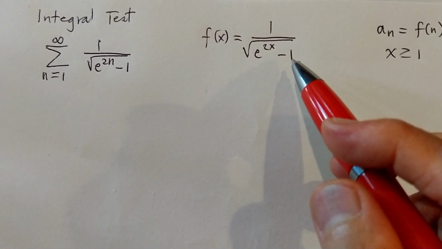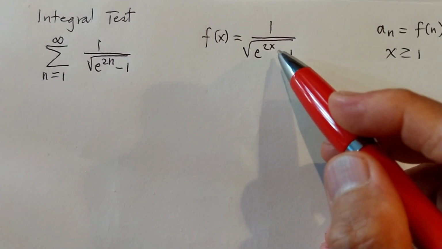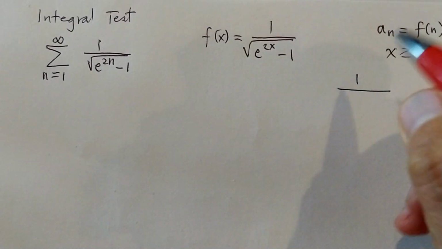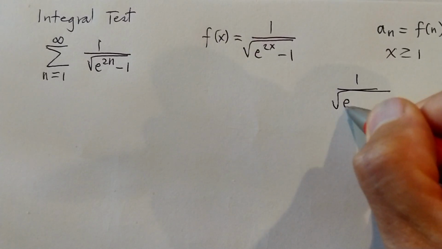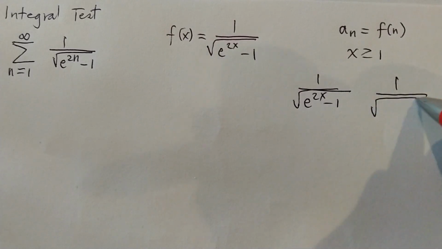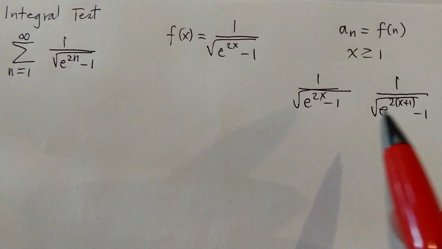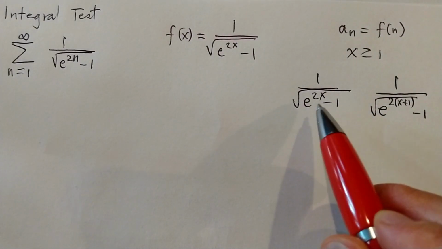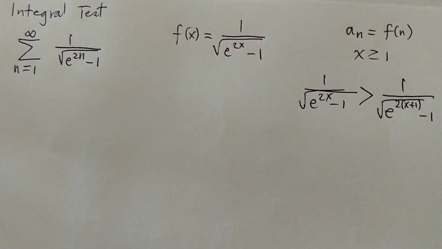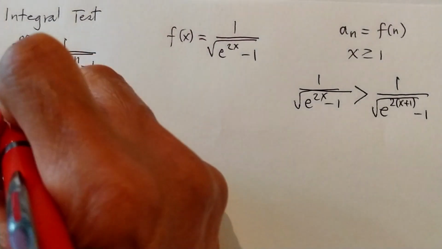Is it decreasing? Well, we know that a fraction is getting smaller the bigger the denominator is. So I'm looking at the fraction 1 over the square root of e to the 2x minus 1 compared to 1 over the square root of e to the power 2(x+1) minus 1. You notice that this is a bigger exponent than here, so naturally this will be smaller. And so we know that the function is decreasing. So all we need to do now is do the integral test.